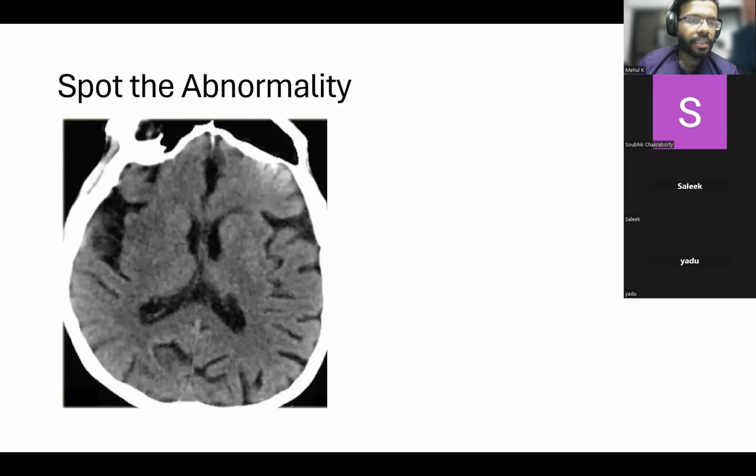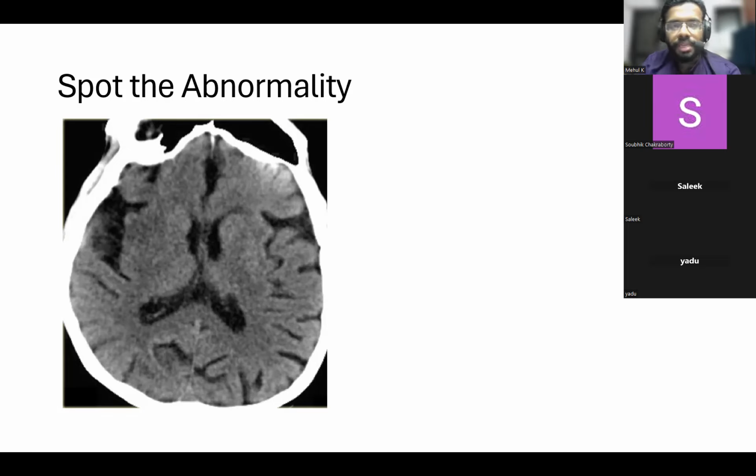So we'll ask Salik. Do you see any abnormality in the scan? Okay, there is an abnormality. This is a stroke lecture, so there is an abnormality, but where is it? There is some hyperintensity in the anterior right side.